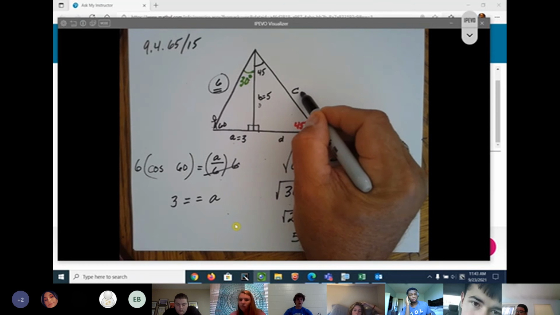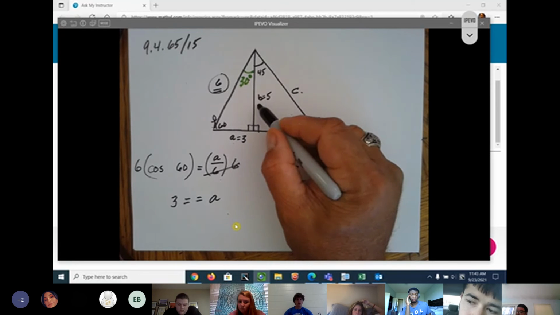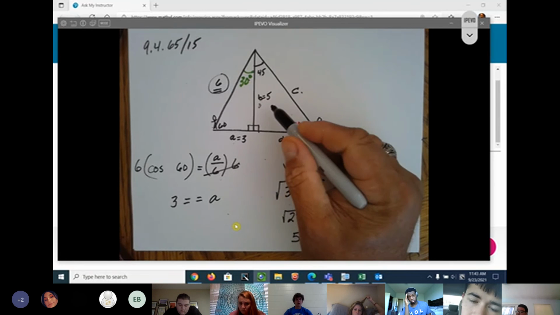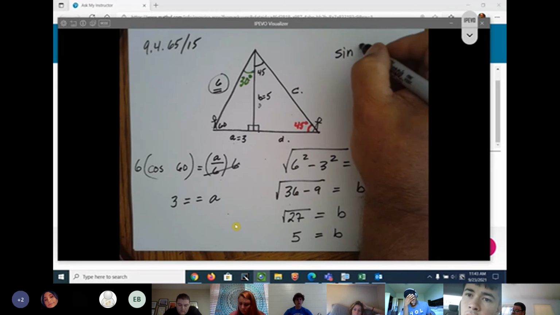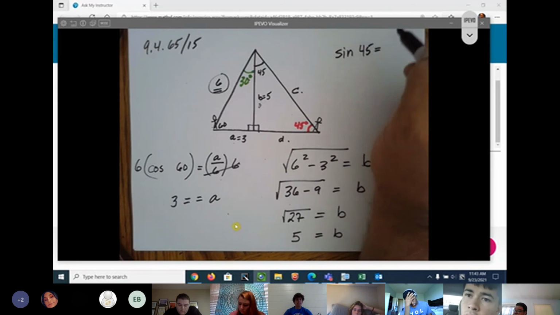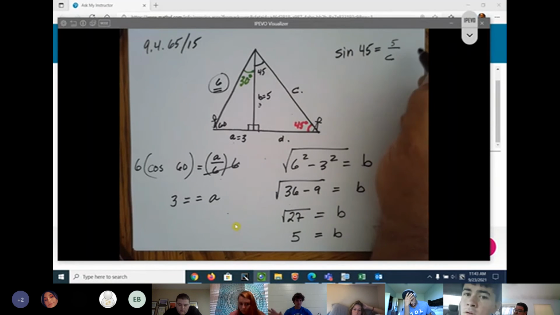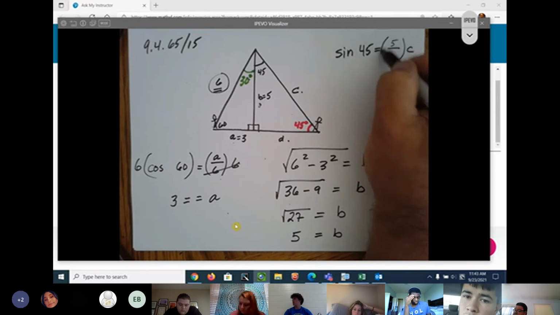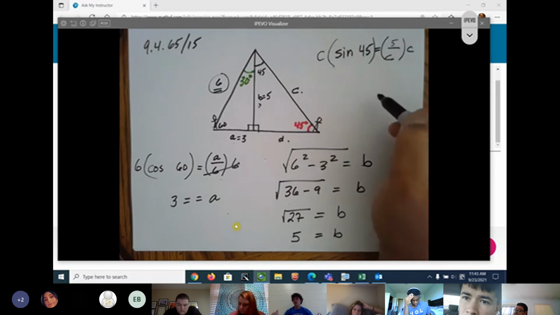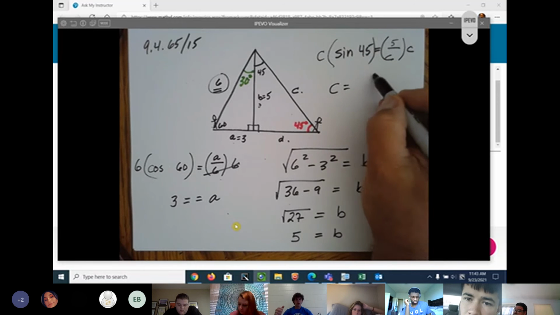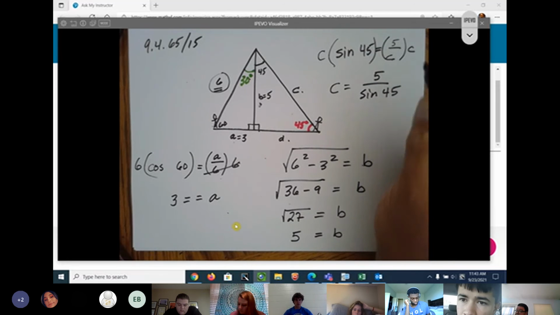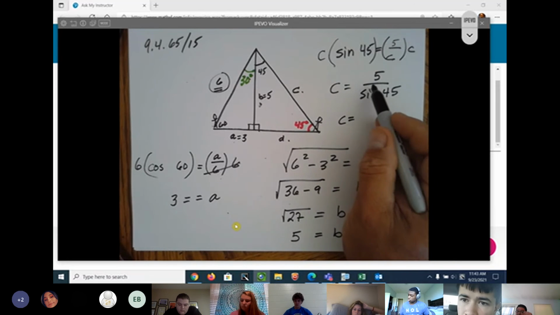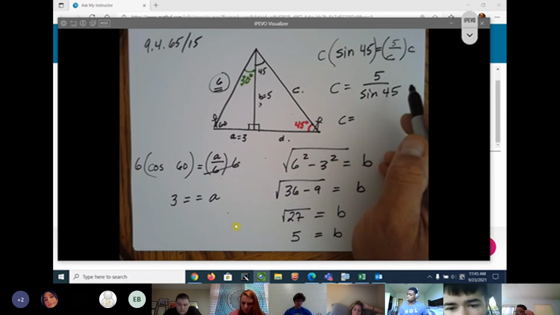Oscar had a hunk of apple. So we can use the sine or the tangent. I'm going to use the sine of 45 is equal to 5 over C. Multiply both sides by C. And C is equal to 5 divided by the sine of 45. I need somebody to tell me what the 5 divided by the sine of 45 is, please.